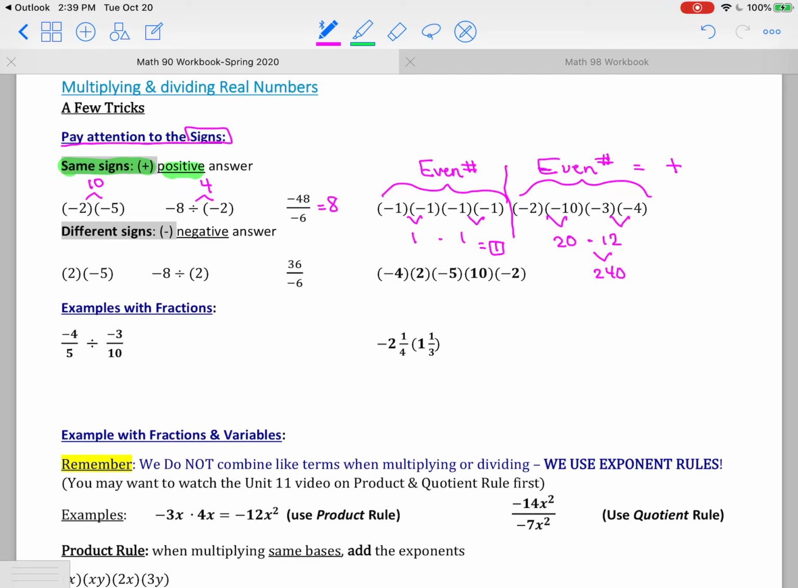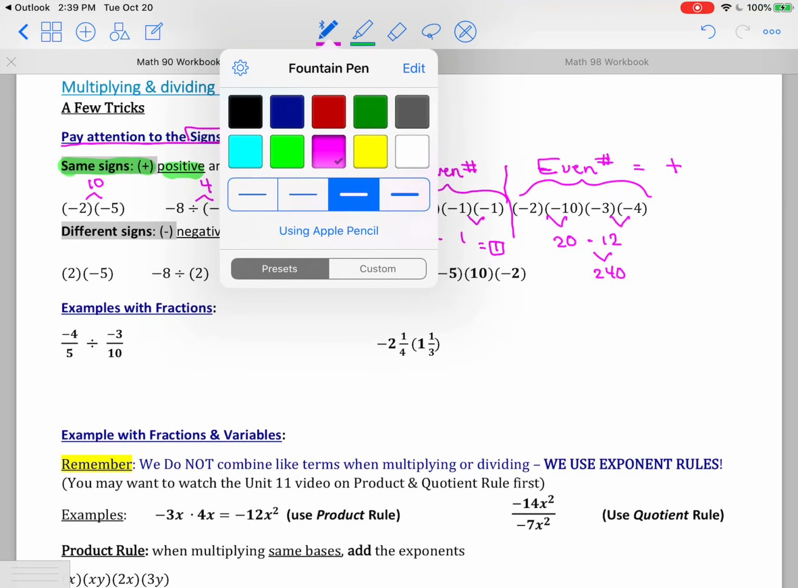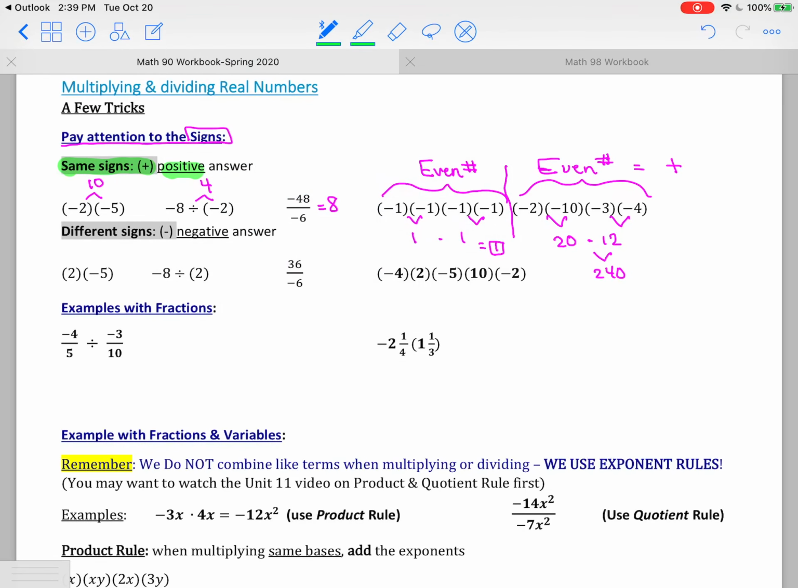All right, now let's take a look at the other option, which is different signs. Different signs will always give us a negative answer. Positive 2 times a negative 5. Those are different signs, so that's going to give us a negative answer, negative 10. Here we have negative 8 divided by a positive 2. It's going to give us a negative 4. Positive 36 divided by a negative 6 is going to give us a negative 6.